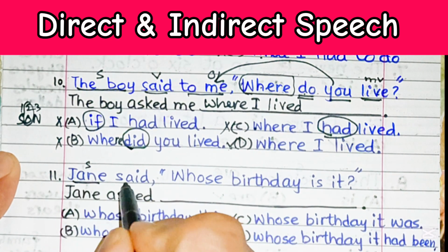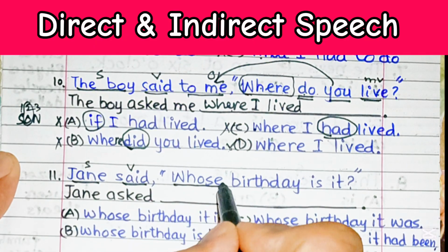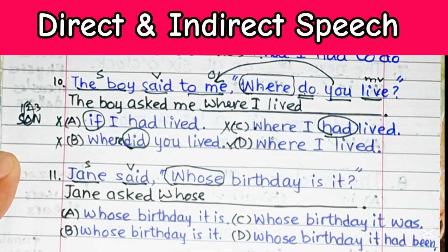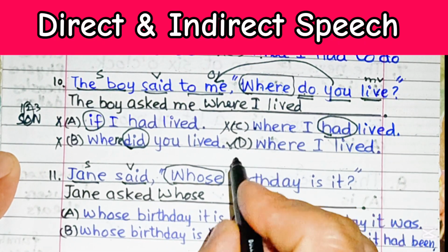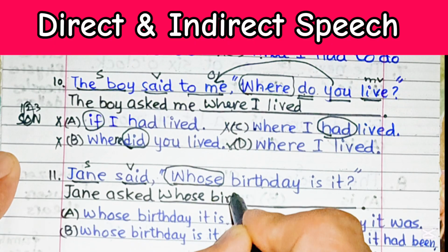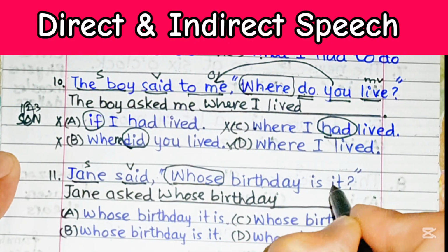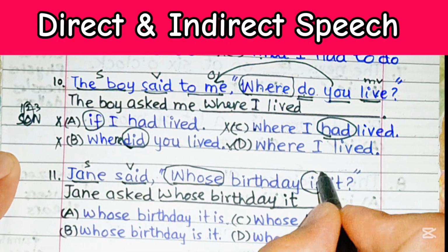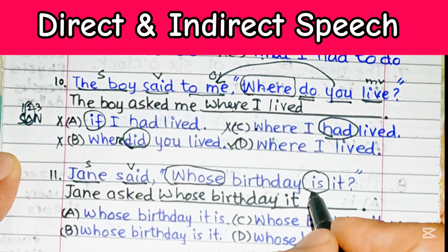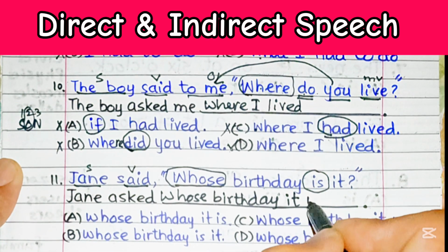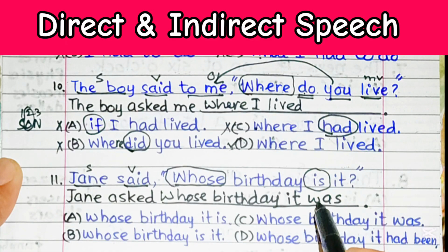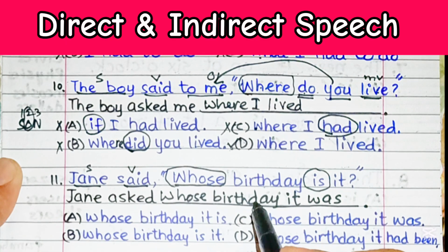Jane is the subject over here and said is the verb in past. Whose is a WH question word, so in "Jane asked" it will remain whose. So whose birthday, and then the subject is to be put first. This is in past tense and this is in present. So once we want to convert it into past, it will be was. Due to this past form of the verb in reporting, the present will be converted into past. So Jane asked whose birthday it was.